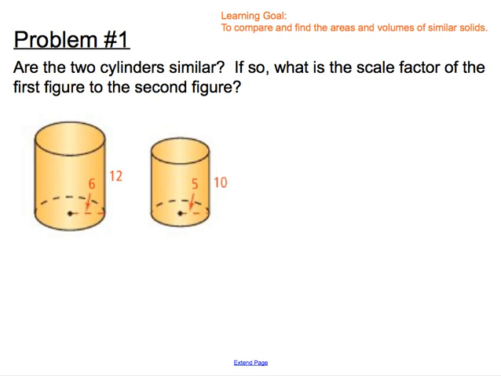Problem number 1 asks, are the two cylinders similar? If so, what is the scale factor of the first figure to the second figure? So here we have two cylinders. Cylinders, as you'll recall, have two different measurements that are important. We have the radius and we have the height. So let's go ahead and compare radii and compare heights.